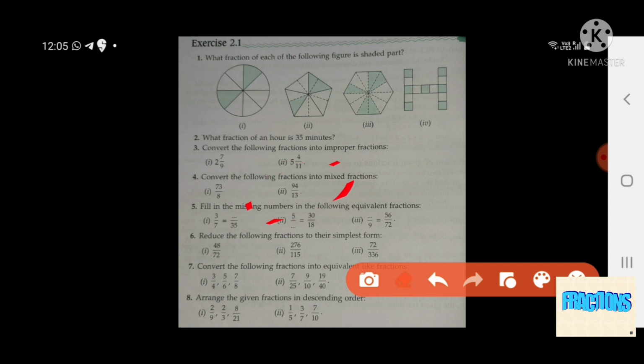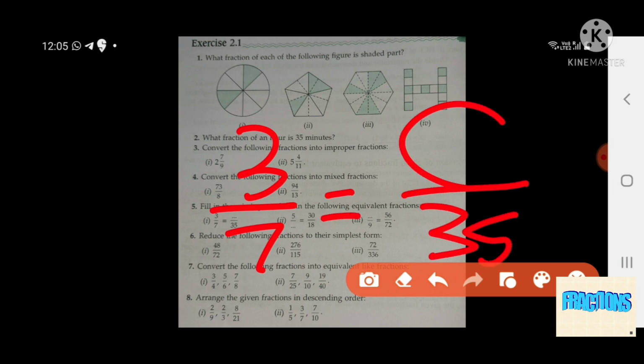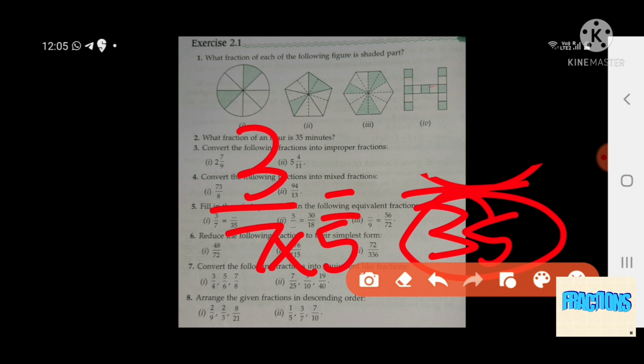Let's do question number 5. It is 3 upon 7 equals to something: the numerator we have to find and the denominator they have told us. So let's begin. By how much do we have to multiply 7 to get this? We have to multiply by 5 to get 35, and we do the same here. We have to multiply. The answer will be 15. The answer is 15 upon 35.